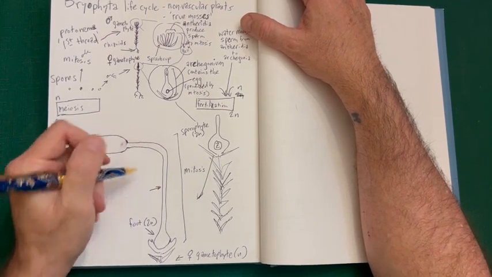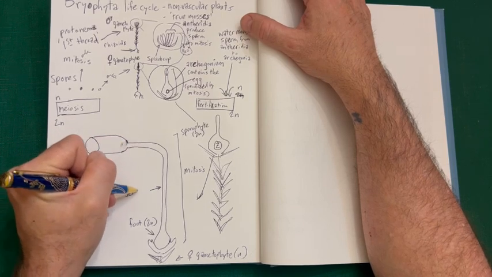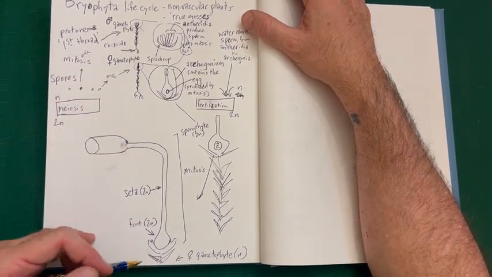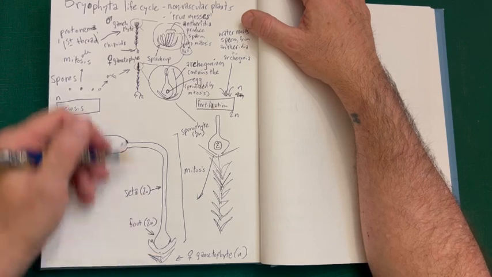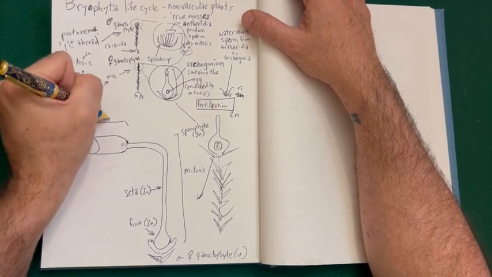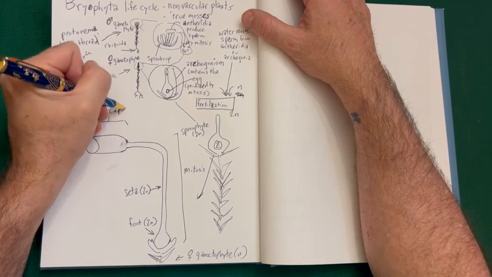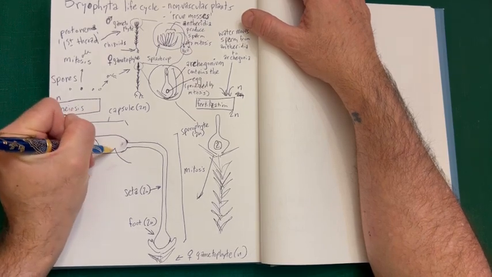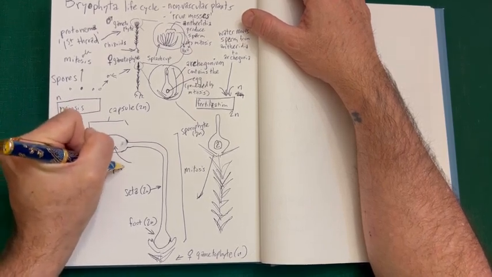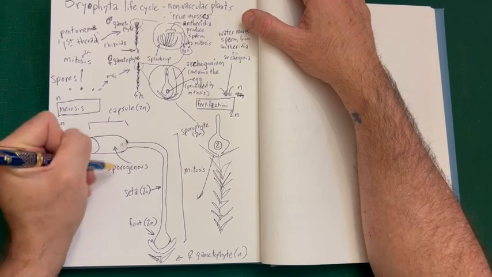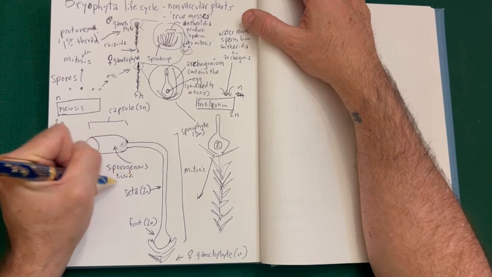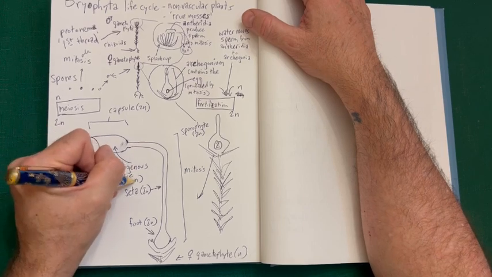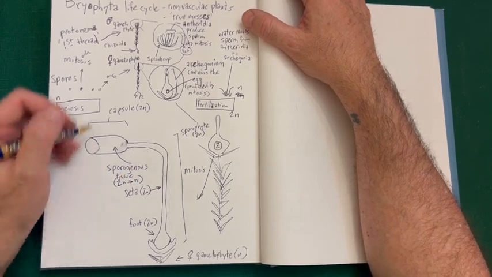The foot connects to the seta, which is essentially the stalk that connects the foot to the capsule, which is where the spores are produced. Capsule, which is up here. Inside the capsule, we've got sporogenous tissue, which is where the meiosis happens. It makes things go from diploid to haploid inside that capsule.